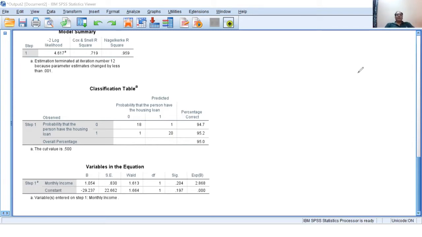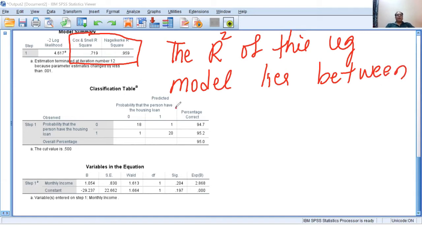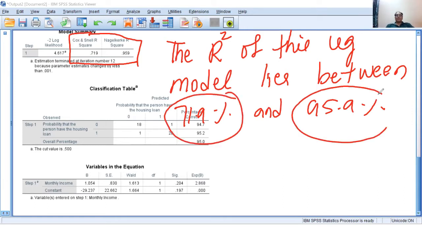Now, what is the meaning of this Cox and Snell R square and Nagelkerke R square? That the R square of this regression model lies between 71.9% and 95.9%. So we are not having a single value of R square, rather we are having a range. So this is the range of the R square. The model has an R square in the range of this.